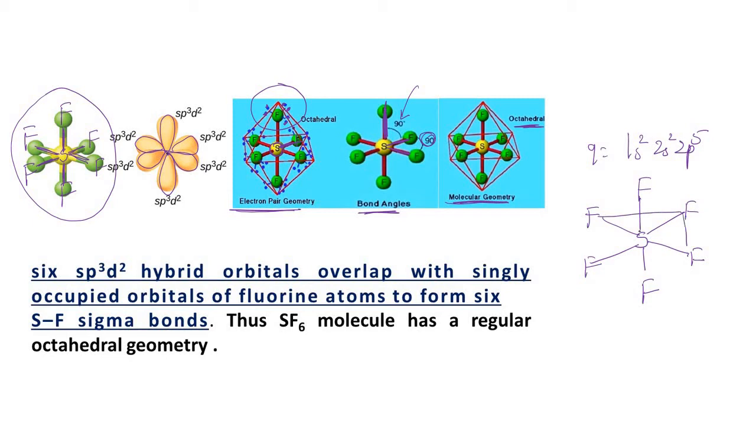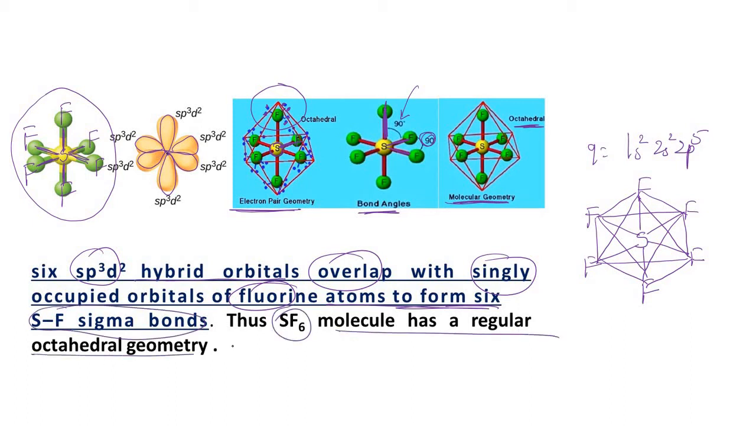Now join this. Okay, now this we have to join it in this manner, and the next you have to join this and this as well as this, and again you have to join this and this, again this and this. Altogether it becomes octahedral geometry. 6 sp3d2 hybrid orbitals overlap with singly occupied orbitals of fluorine atoms to form 6 S-F sigma bonds. Thus SF6 molecule has a regular octahedral geometry. I hope you understood, students.